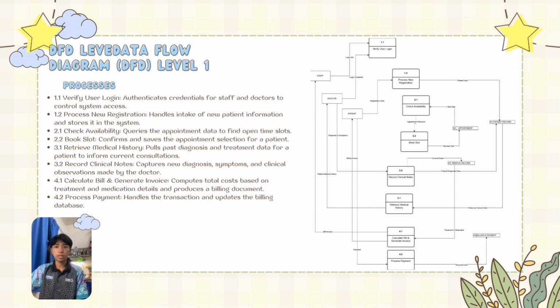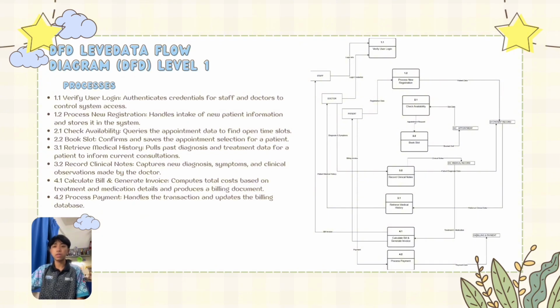Then for clinical consultation, during the visit, process 3.1 pulls historical data from D1 patient record to give the record context. After the consultation, process 3.2 records the new clinical notes and diagnosis directly into D3 medical record. And the last one is billing and closure. Finally, process 4.1 uses the treatment and medication data to calculate the total cost and generate an invoice. Process 4.2 then finalizes the transaction, ensuring all financial data is stored in data store D4, billing and payment.